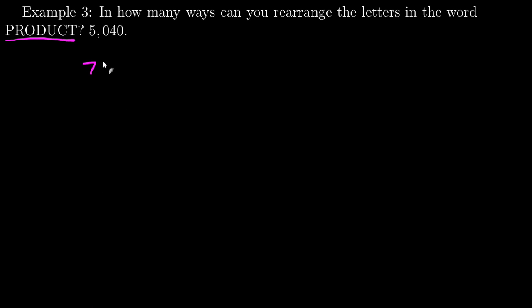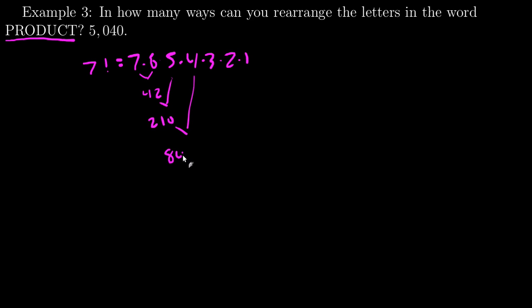And so I could do 7 factorial, which is 7 times 6 times 5 times 4 times 3 times 2 times 1, which I guess I'll do. But you get used to it. You get used to doing this faster. 7 times 6 gives me 42. Times 5 gives me 210. Times 4 gives me 840.